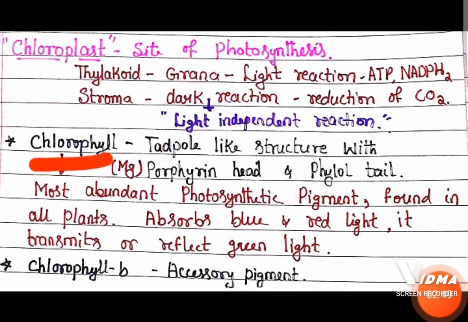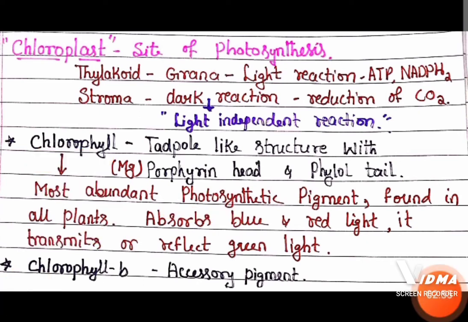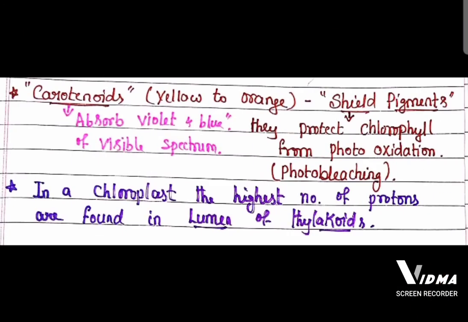And chlorophyll is one of the most abundant photosynthetic pigments found in all plants, and it absorbs blue and red light and it transmits or reflects green light. The accessory pigment is chlorophyll b.